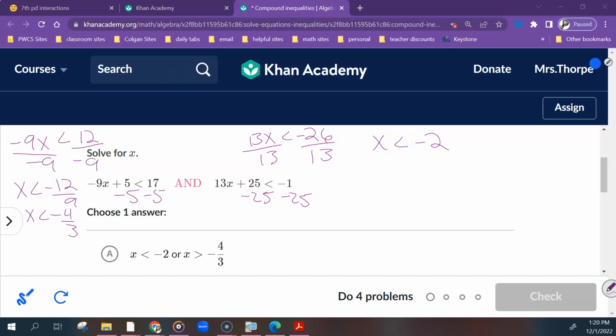And then these are really helpful if you draw a number line. So for anything that you get as a fraction, figure out what that is as a decimal. So this would be x is less than negative 1.3 repeating, just so you have that information when you make your number line. And so I need a number line that goes to negative 1.3 and negative 2, so it doesn't have to be a very long number line.